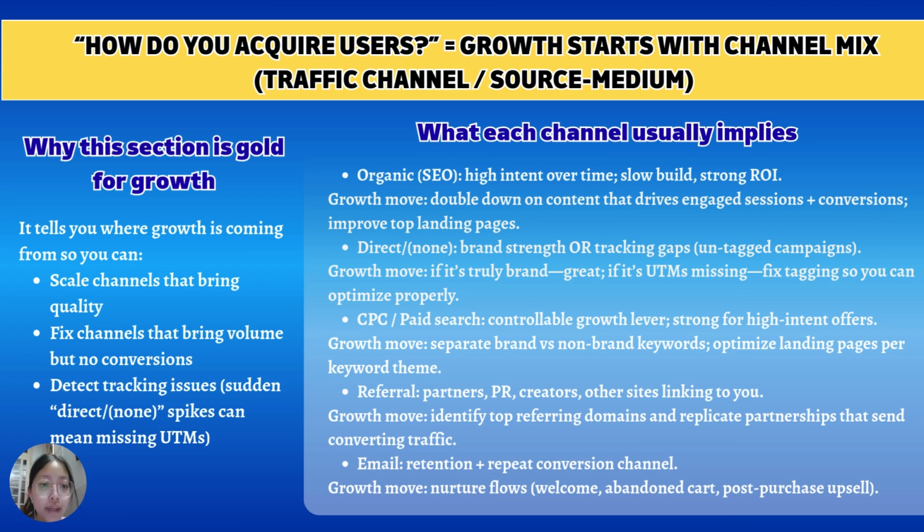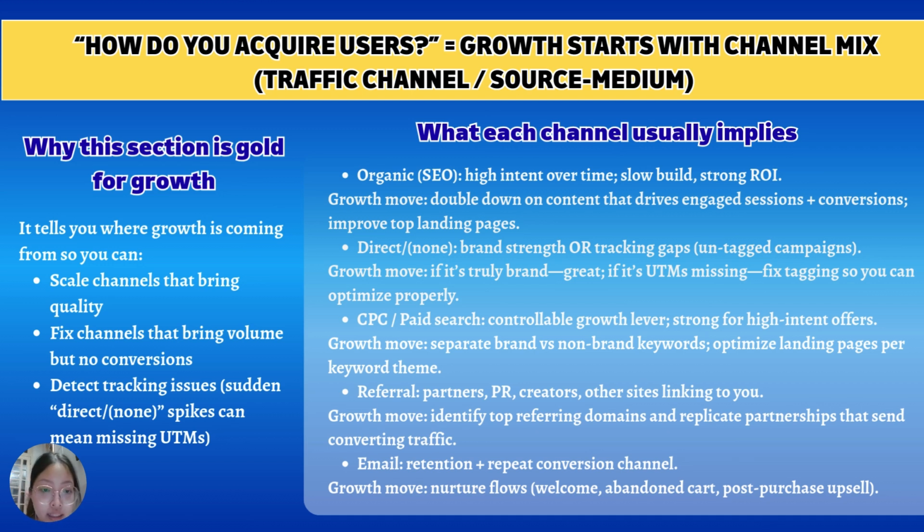Next, how do we acquire users? While this section is gold for growth, it tells you where growth is coming from so you can scale channels that bring quality, fix channels that bring volume but no conversions, and detect tracking issues. So what each channel usually implies. The first one is SEO. This shows high intent over time, slow build, strong reinvestment and strong ROI. So the grow move is to double down on content that drives engaged sessions plus conversions.